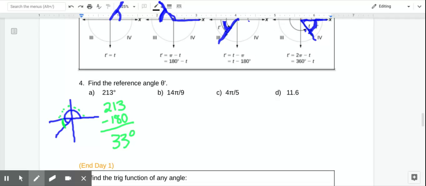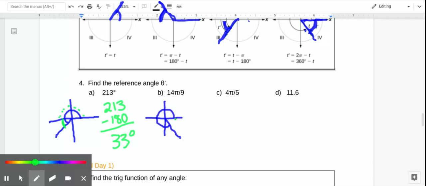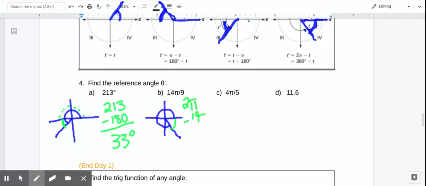All right, let's check out the next one. We have 14 pi over 9. So 14 pi over 9, that's definitely more than 1 pi, and more than 3 pi over 2, so this is in the fourth quadrant. There's our angle, 14 pi over 9. Here's our reference angle. So we need to figure that out. Now, remember that all the way around the circle is 2 pi, and we're going to subtract that 14 pi over 9. And when we do that, we get common denominators and all that good stuff. We're going to get 4 pi over 9.